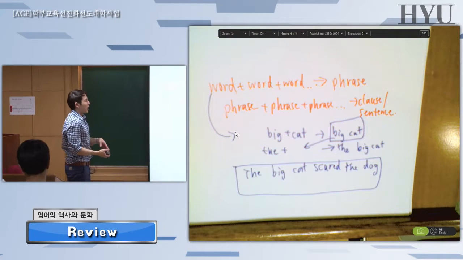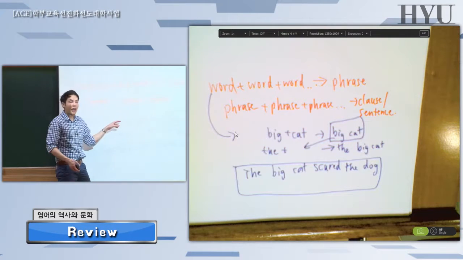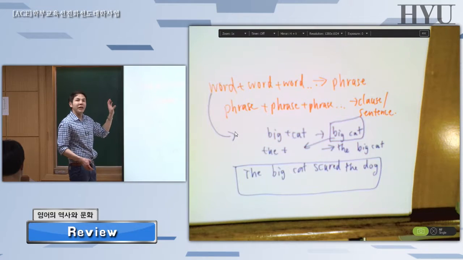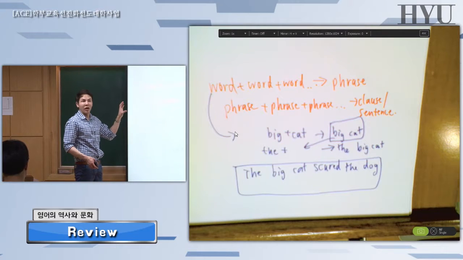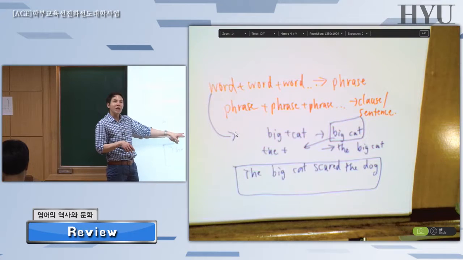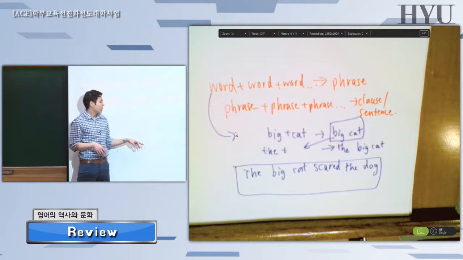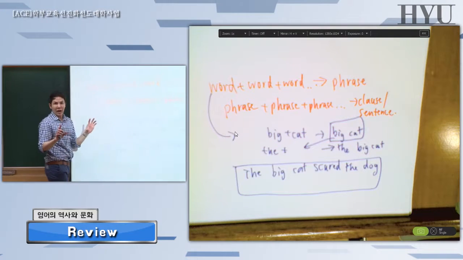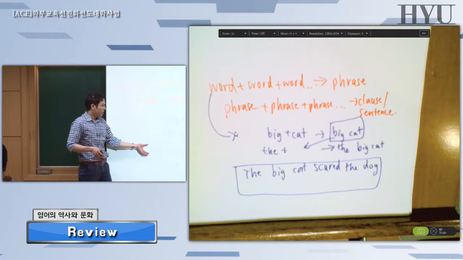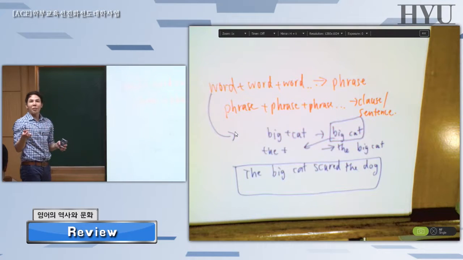So, for example, if we combine big and cat, we get big cat. But we are not done yet because we have to put an article or a determiner in front of that half phrase, because it's not the whole phrase yet. So we put the after we get big cat. So we get the big cat, which is a full phrase now. In the big cat scared the dog, the big cat is a noun phrase, for example.